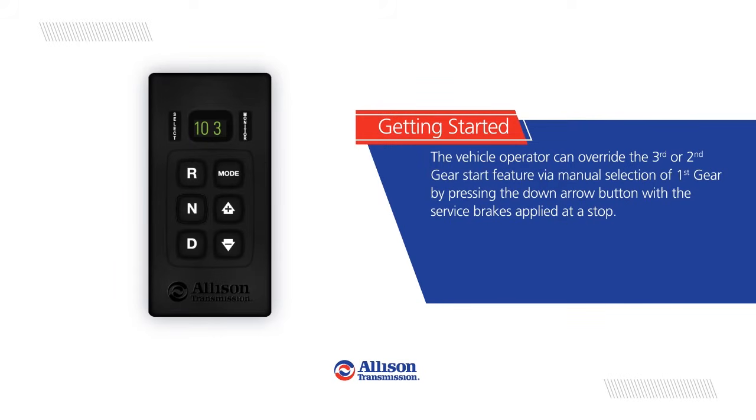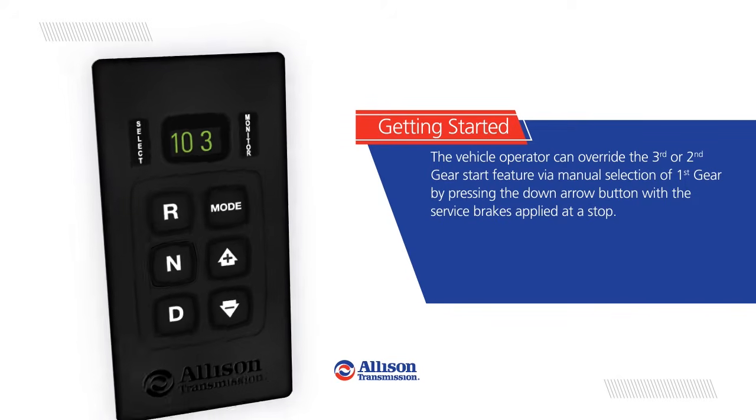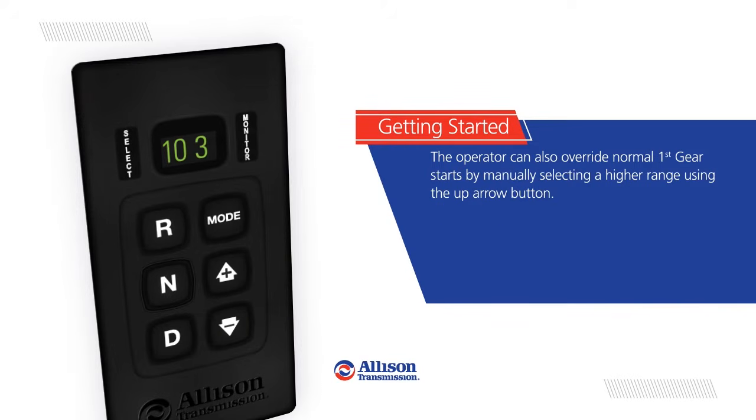The vehicle operator can override the third or second gear start feature via manual selection of first gear by pressing the down arrow button with the service brakes applied at a stop. The operator can also override normal first gear starts by manually selecting a higher range using the up arrow button.